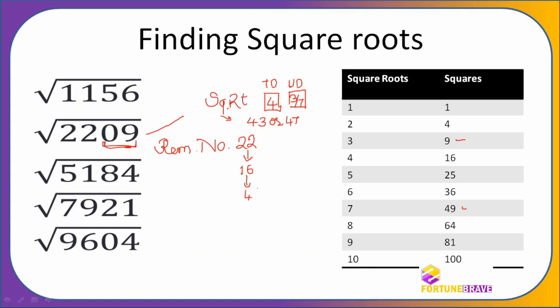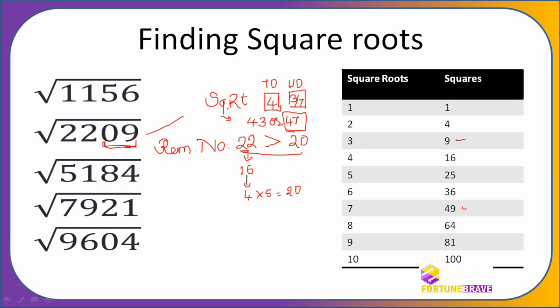Earlier method was what? You multiply this 4 with 5 and you get 20. Now your remaining digit is greater than this multiple. So your answer should be 47. This is the earlier method we have done. Clear? I have repeated it once again, so it should be clear.